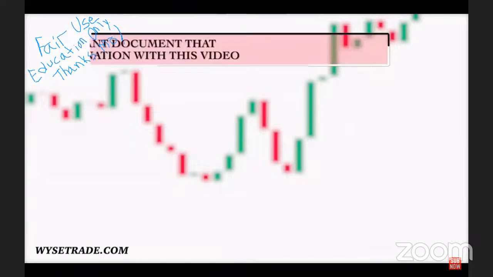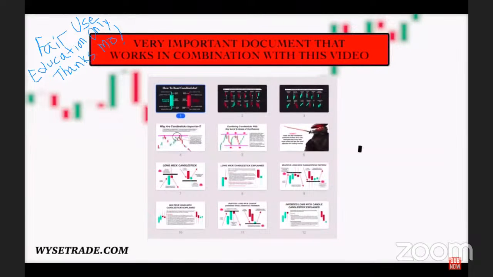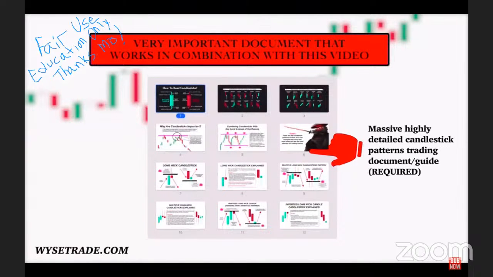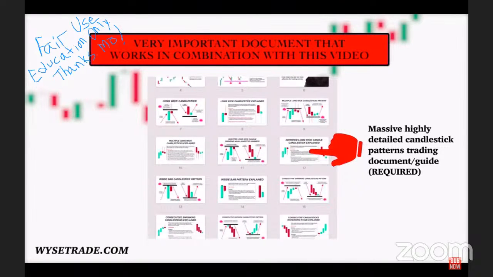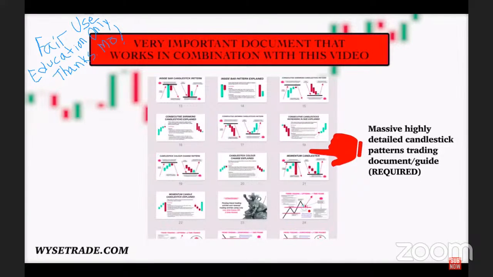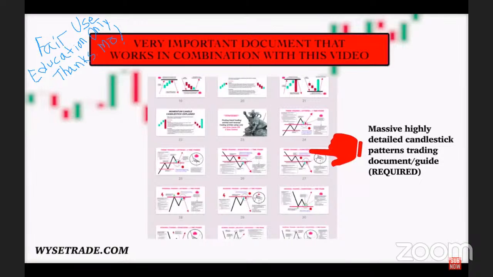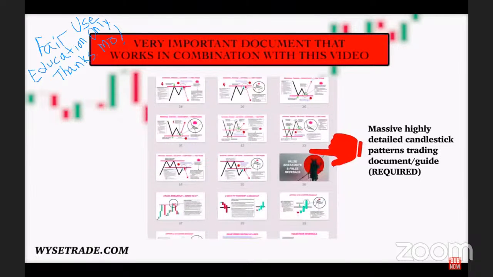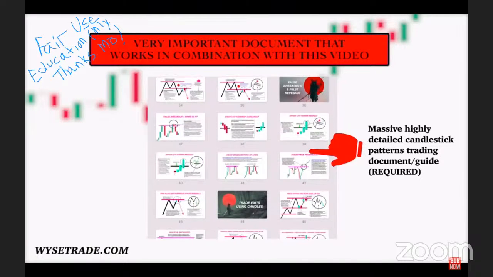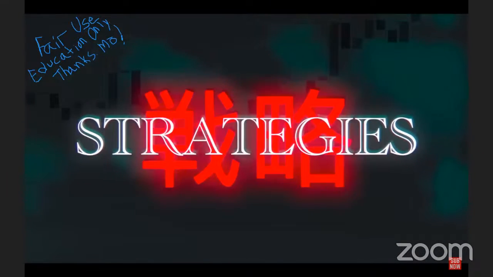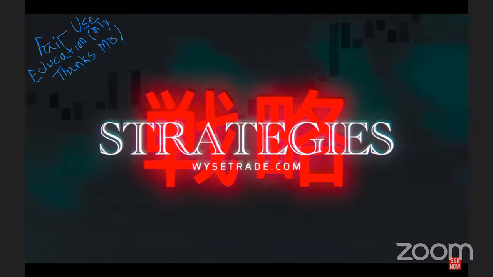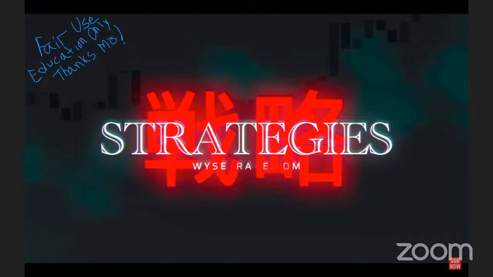Now, as a reminder, don't forget that there is a massive, highly detailed candlestick patterns trading guide that works in combination with this video and is required to fully grasp these advanced concepts. So now that we've covered the candlestick patterns we look for, let's get into how to actually use these patterns through a variation of entry methods.